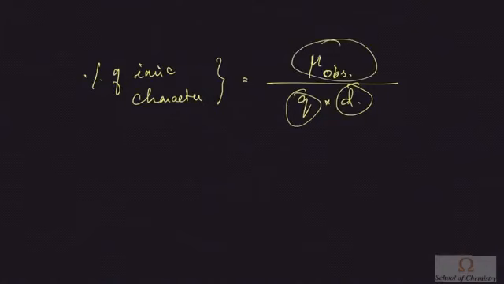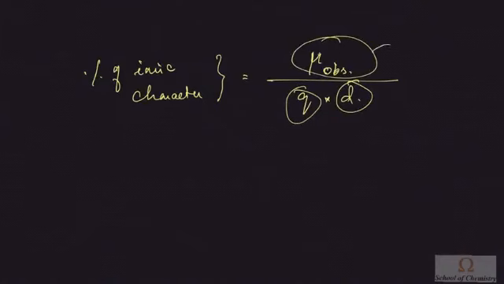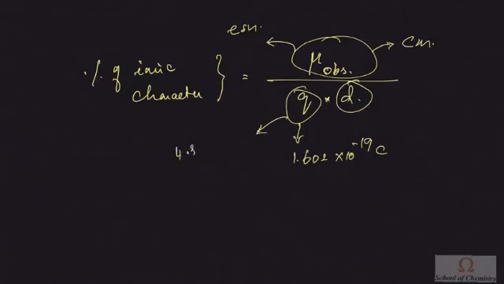Now, if mu observed is given in terms of coulomb meter, then I want you to choose the Q value in terms of coulombs. That is 1.602 into 10 to the power minus 19 coulombs. If it is given in terms of ESU, then I want you to choose the value of Q in terms of ESU, that is 4.8 into 10 to the power minus 10 ESU.